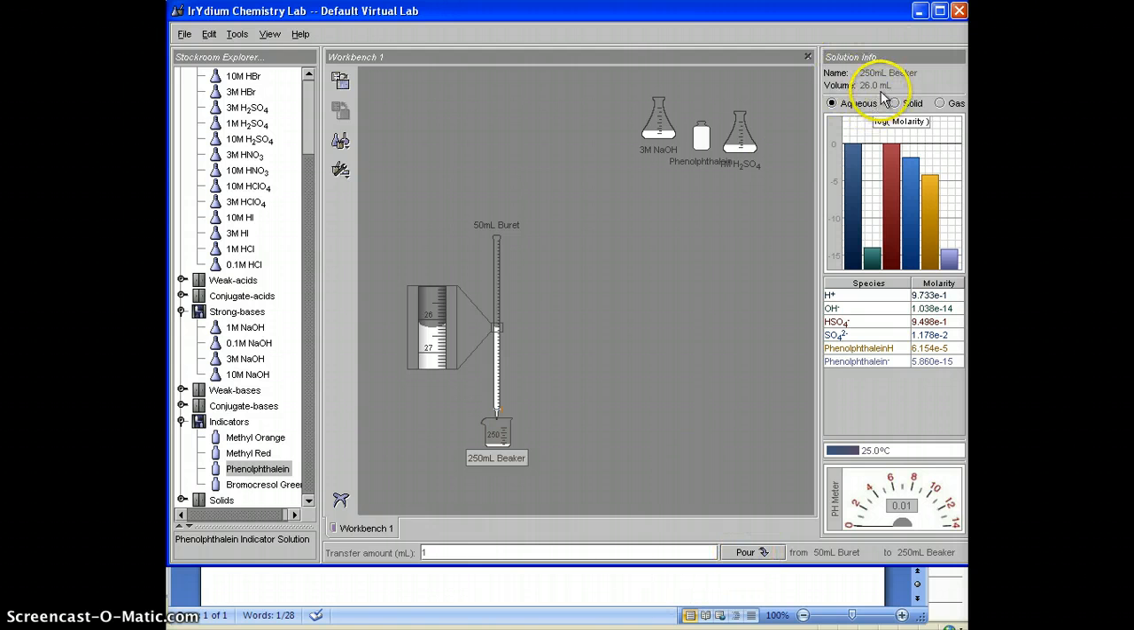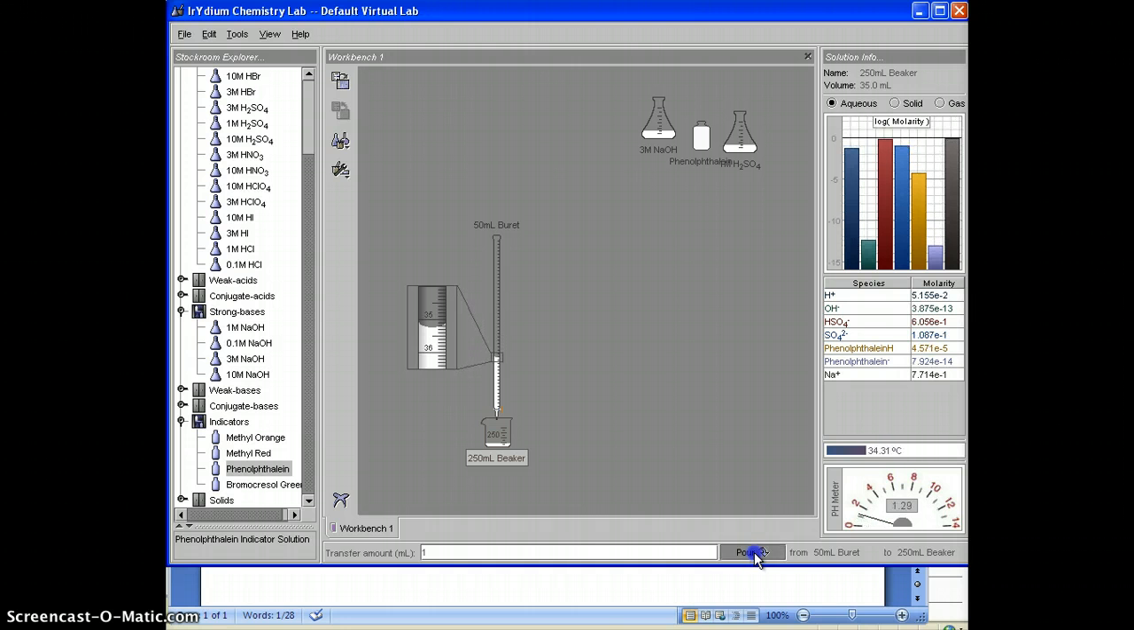So note the contents of the beaker. The volume is currently 26 ml: 25 from the acid and 1 ml from the phenolphthalein. I start pouring 1 ml at a time, and I've just poured 1. As you can see, it's now become 27 ml. Okay, so let me pour 15. 1 is gone in. 2, 3, 4, 5, 6, 7, 8, 9, 10, 11, 12, 13, 14, 15. So now I've poured in 15 ml.